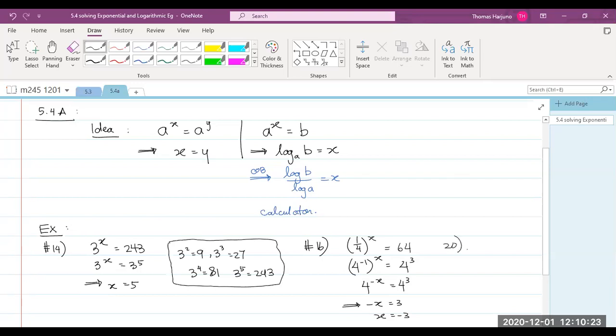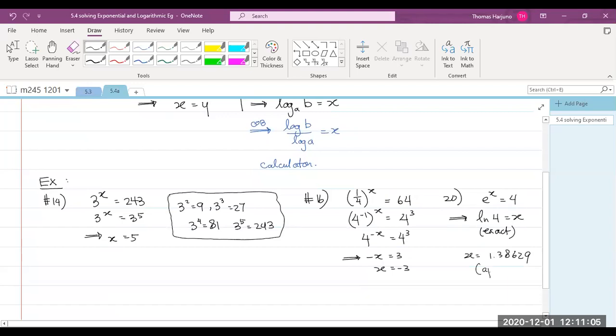Number 20. e to the x equals 4. Now 4 cannot be written in base e. So then I need to use log. This is base e. So natural log of 4 equals x. Then you use your calculator. Natural log of 4 is... x equals natural log of 4, so this is what we call the exact solution. The approximate solution will be 1.38629 to 5 decimal places. This is what we call the approximate solution.